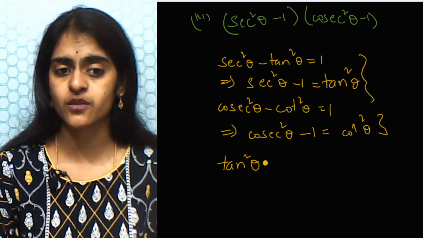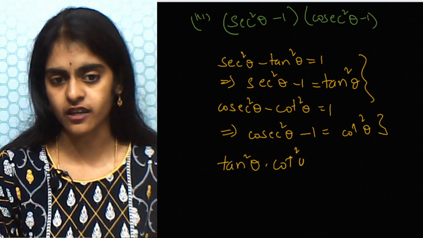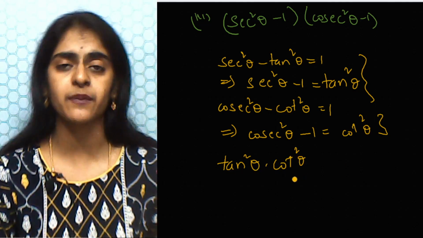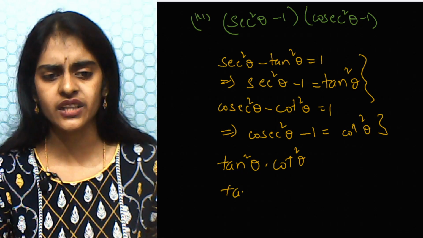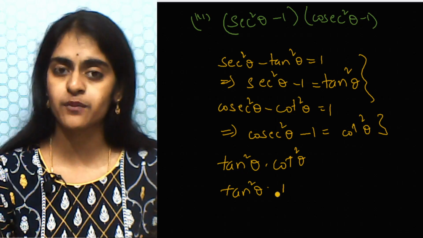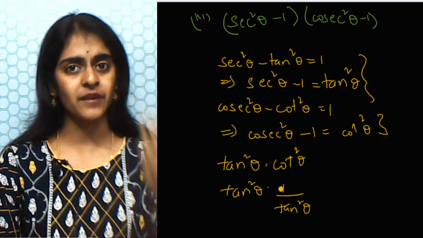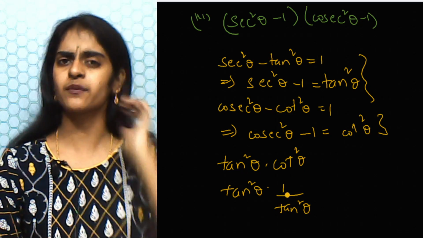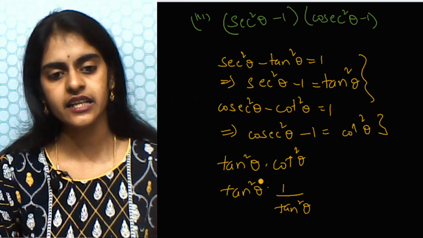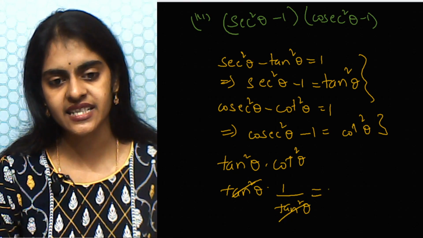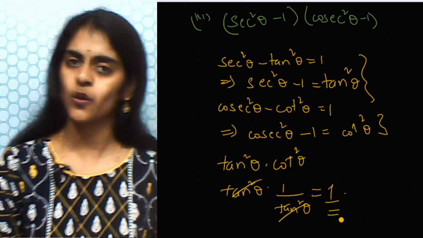Cosecant square theta minus 1 is cot square theta. So this is tan square theta multiplied by cot square theta. We know that cot is nothing but the reciprocal of tan. Let me write it: cot square theta is nothing but 1 by tan square theta. Cot is the reciprocal of tan, isn't it? So tan square theta gets cancelled and the answer is 1.